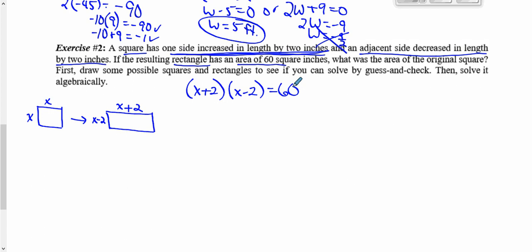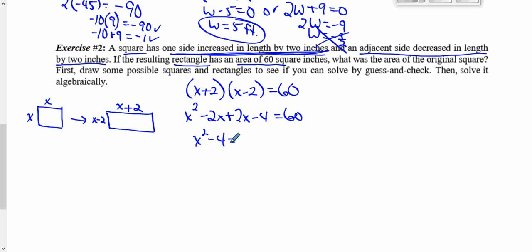What do we get? Distribute twice. Minus 2x plus 2x. Hey, this is like a, go ahead. Equals 60. 2 times negative 2. This might not have an x term, huh? Hey, guys, is that a plus b times a minus b? Yeah. What happens to these two middle terms? So you get what?